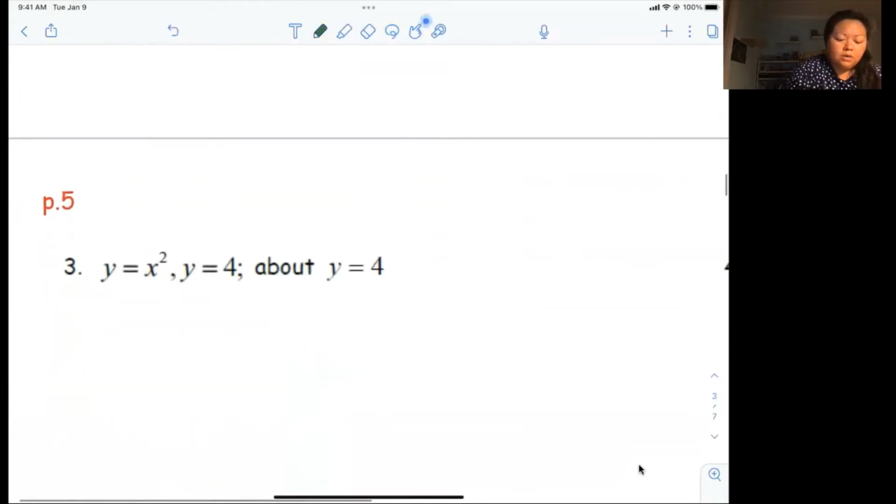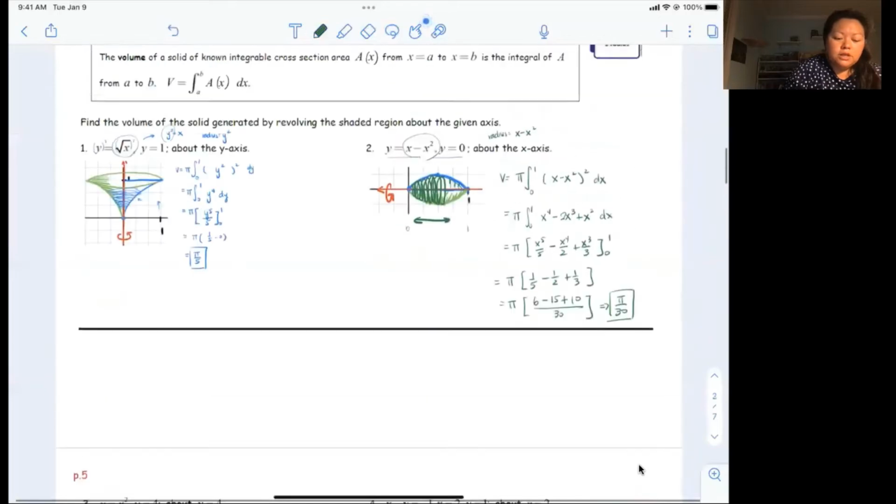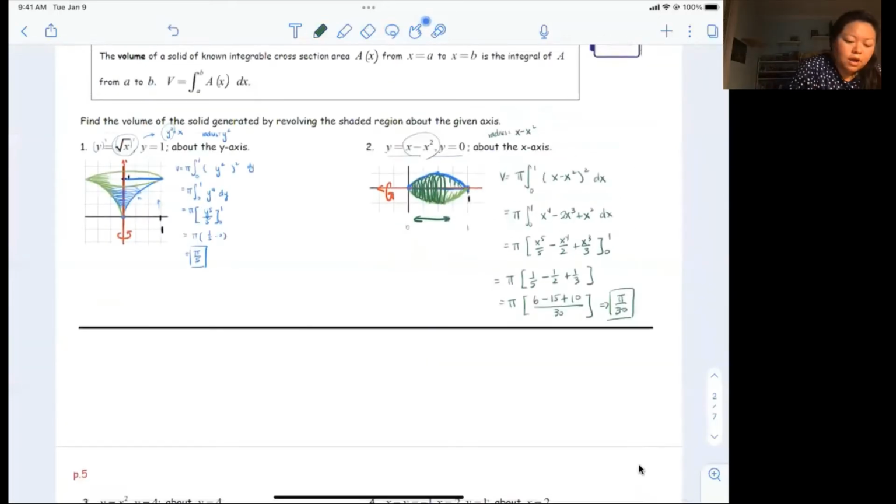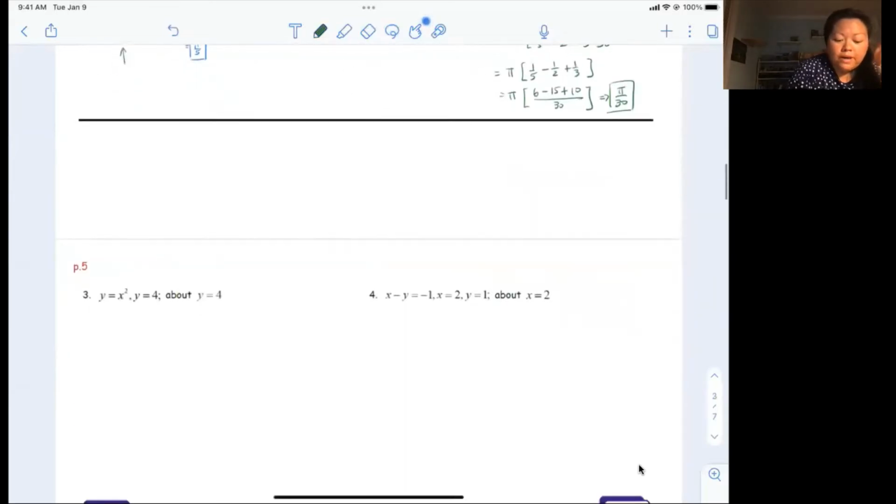All right, so now, our function is not always going to spin on the axis. So in number 1, we spin around the y-axis. In number 2, we spin around the x-axis. What happens when your axis of revolution moves? What happens if I'm spinning around, let's say, y equals 4 or x equals 2? What happens when it moves?